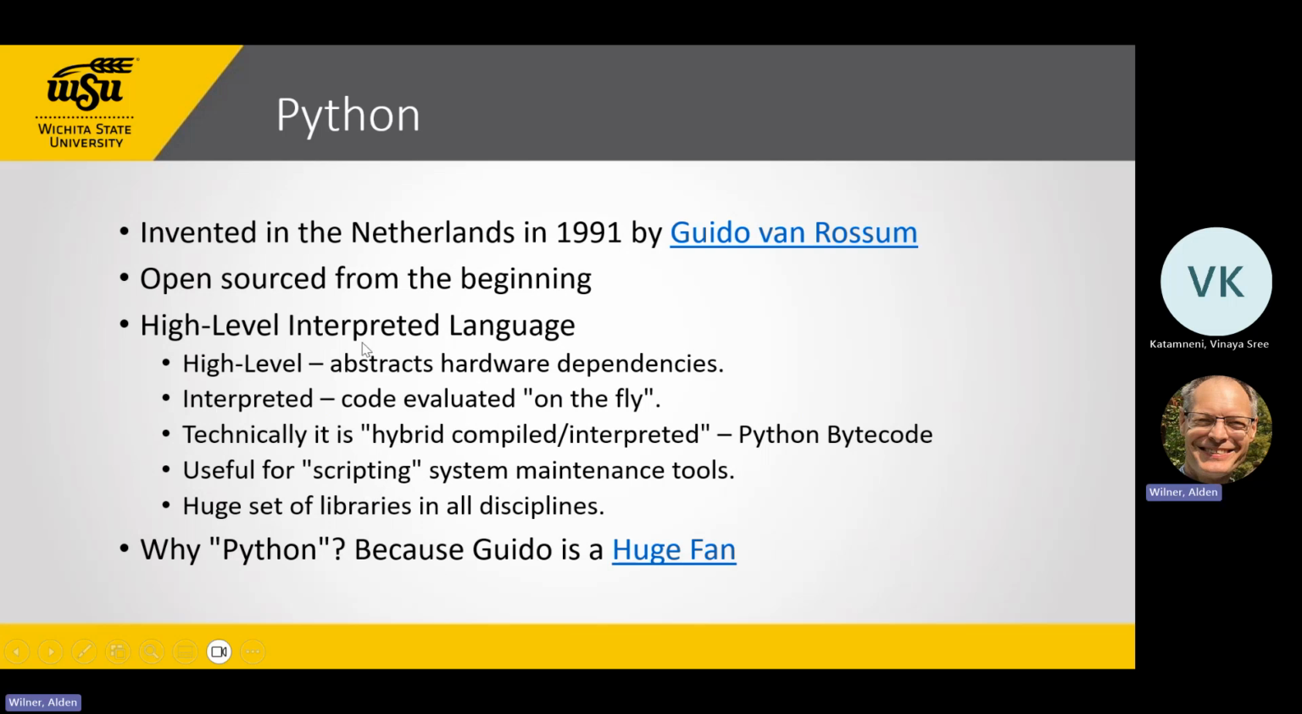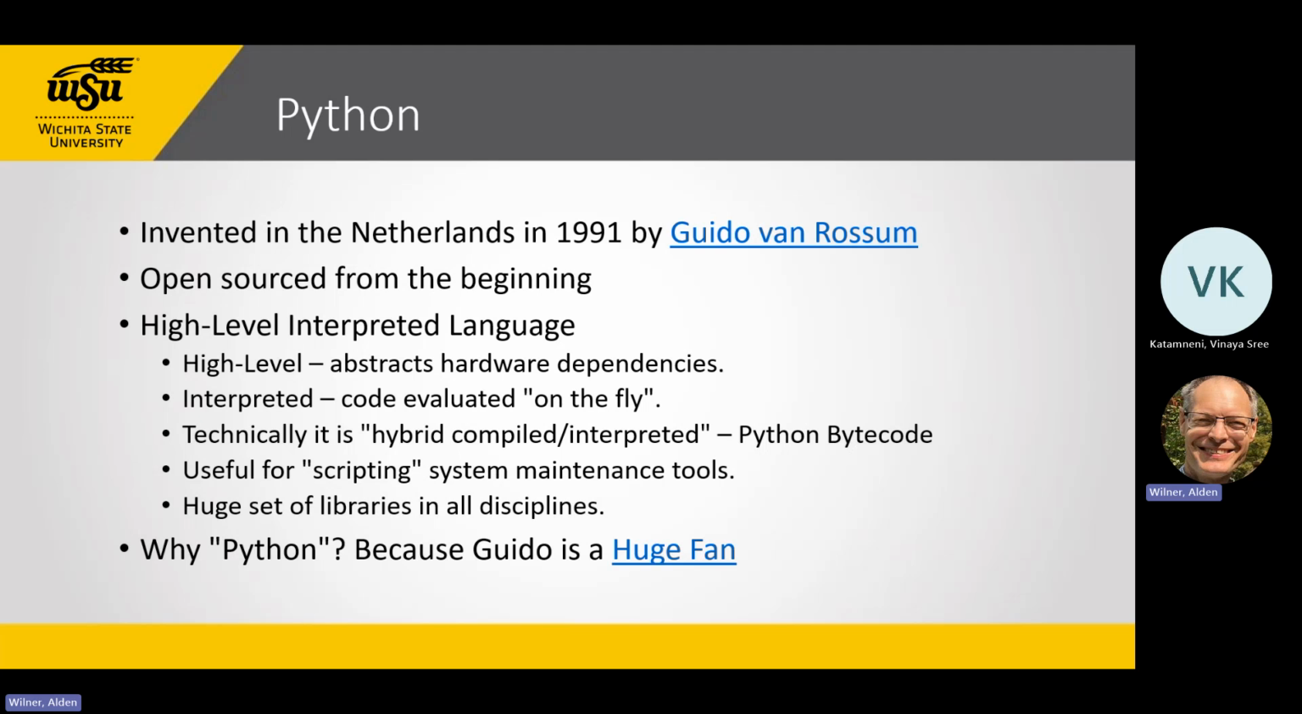Open source from the beginning. It's called a high-level interpreted language. In other words, it's high level. You don't have to understand all the different hardware dependencies. You know, computers are different in the hardware because all the hardware manufacturers are trying to make money by selling you something that's special and different. It's interpreted, meaning that the code is evaluated on the fly. So if you have a program that's written in, say, C or C++, it actually has to load the entire program in, interpret it all at once, then change it into a separate file.